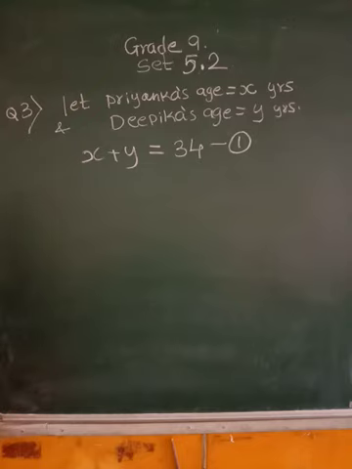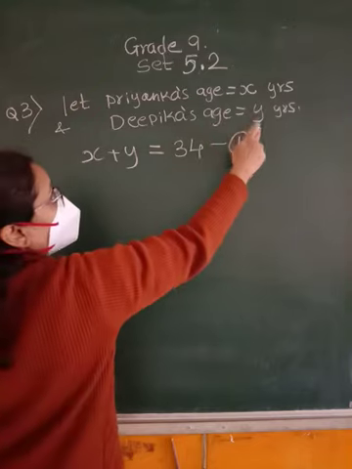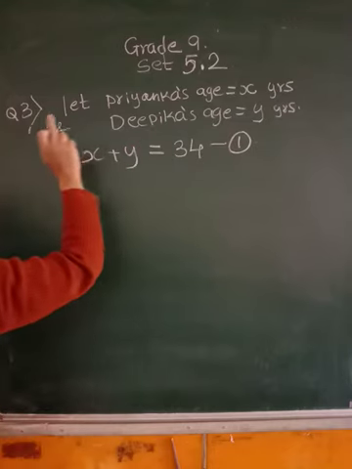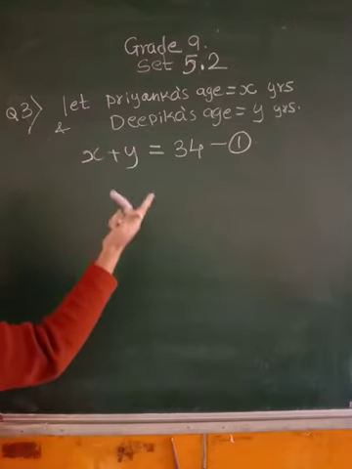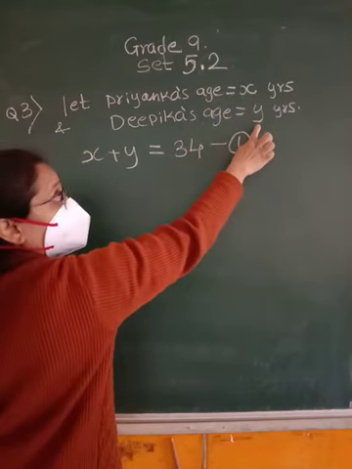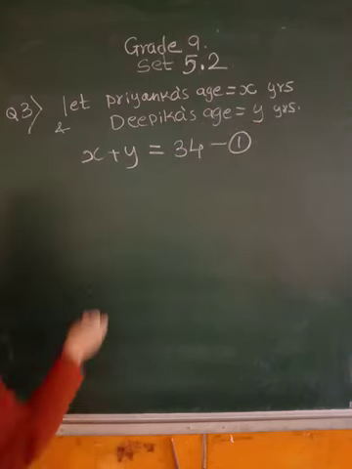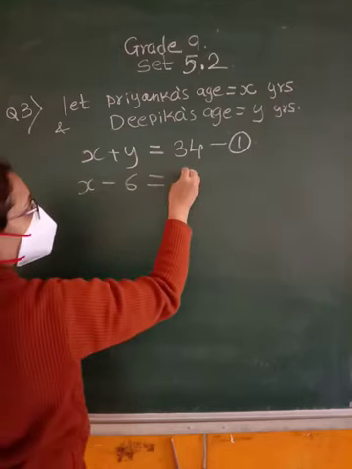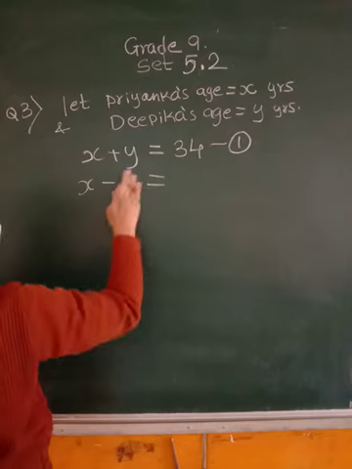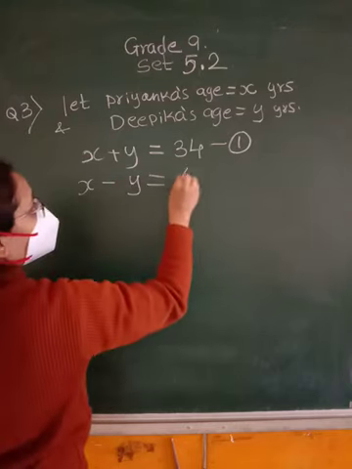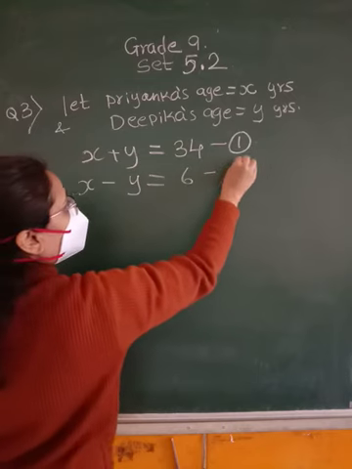Priyanka is elder to Deepika. X is greater than y. Priyanka is elder to Deepika by how many years? She is elder to Deepika by 6 years. She is elder. That means this is greater and this is smaller. So difference between them is 6 years. So we can write x minus y, the difference, is equal to 6 years. This is your equation 2.